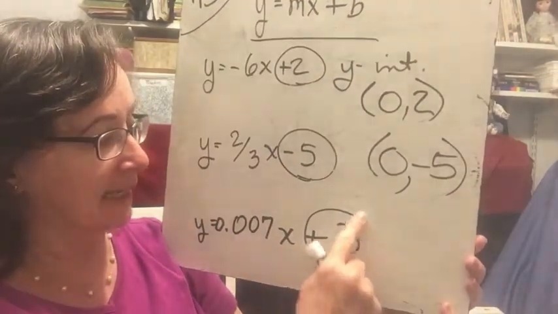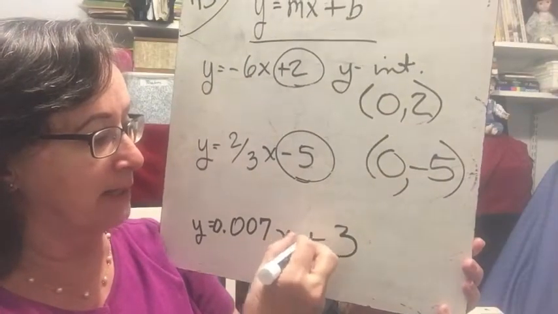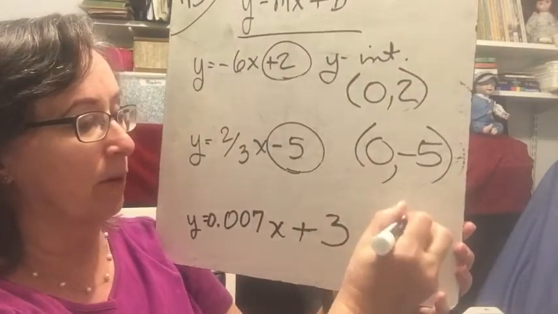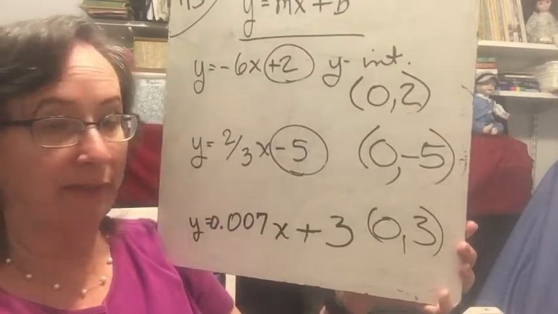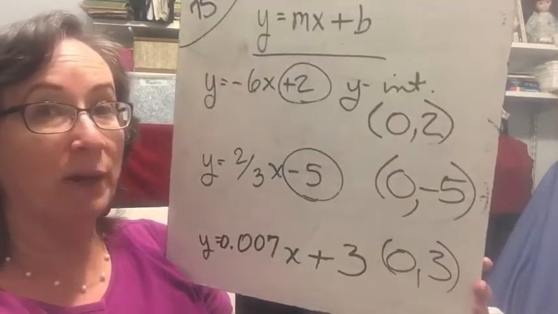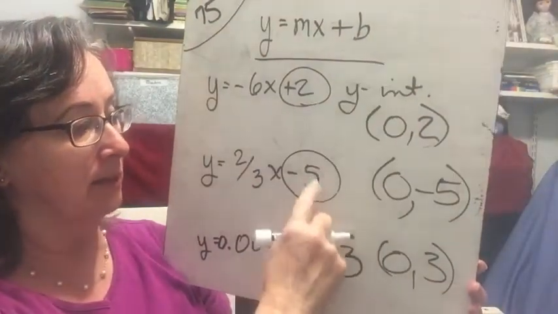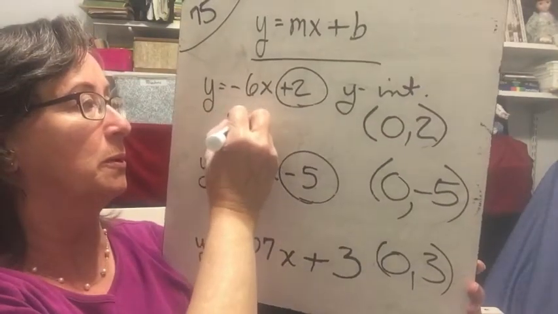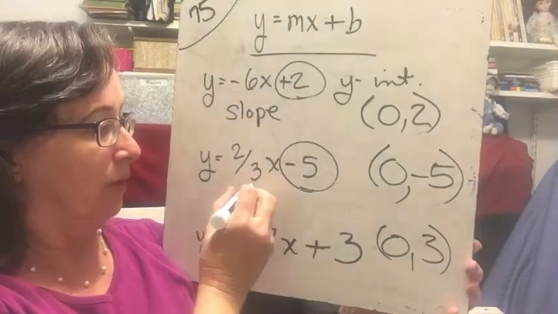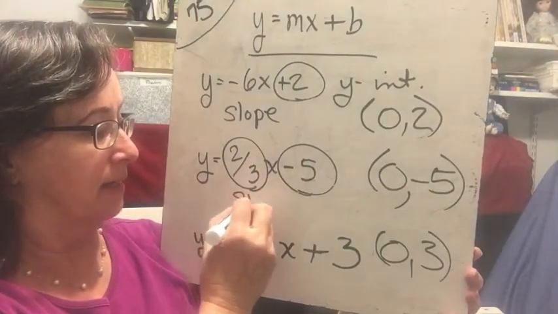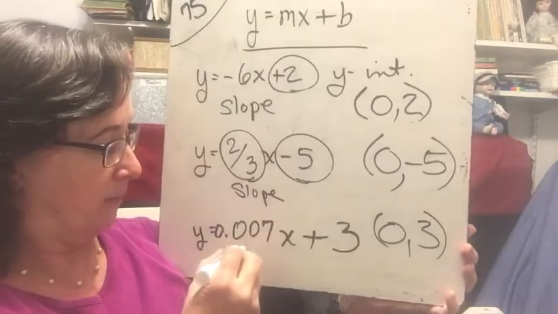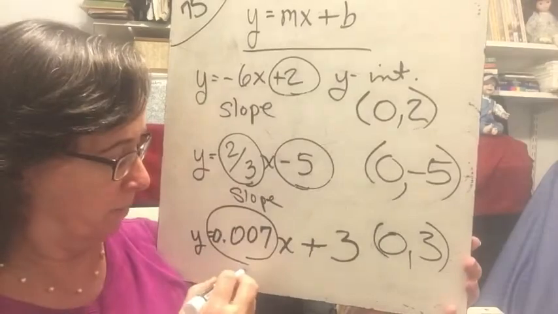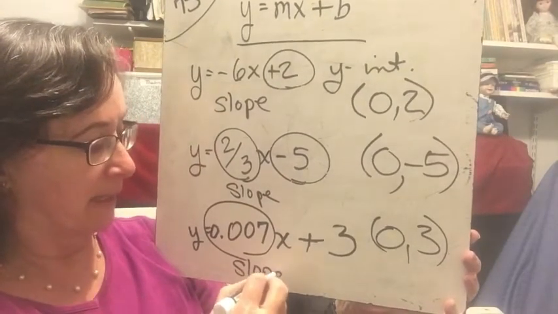So lastly, in the last line, we have a plus 3 hanging out over here. That's my y-intercept. So (0, 3) would be a point on that line. Okay, now we call this the y-intercept. We call this, the -6, the slope. And here we have 2/3 as the slope. And over here we have 0.0007, which is a very small slope, but it is still the slope.